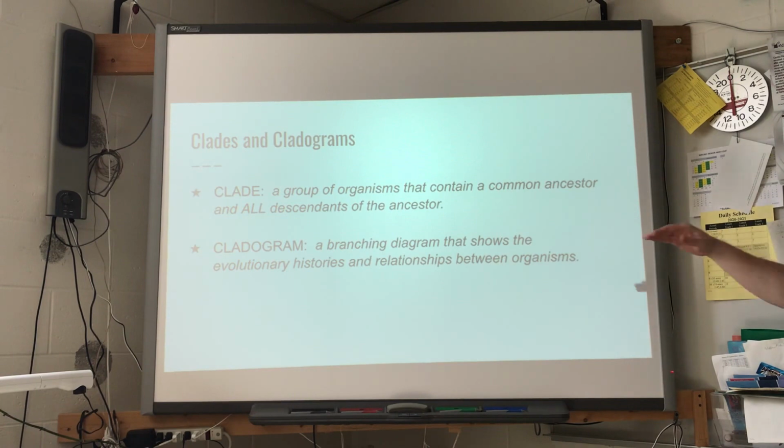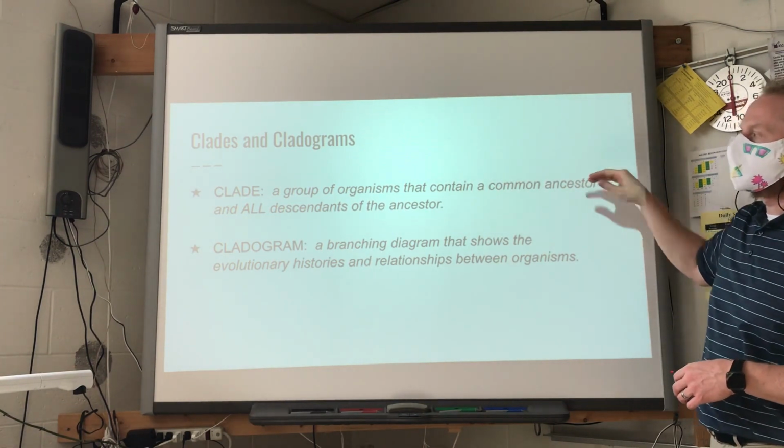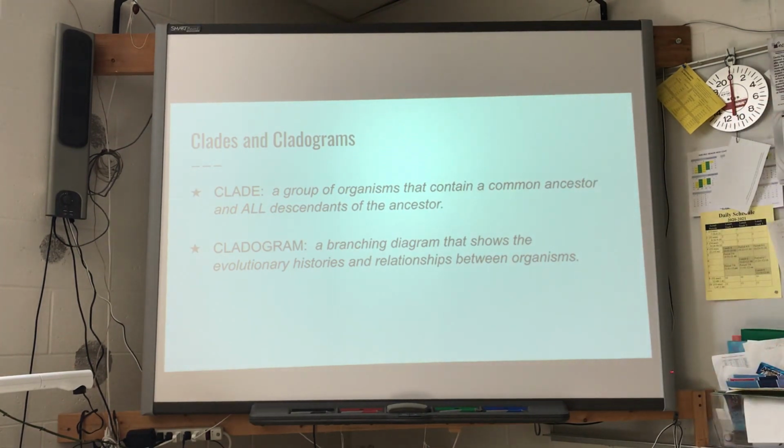And when we draw cladograms, we talk about clades. And a clade is a group of organisms that contain a common ancestor and all of the descendants of the ancestor. Okay, so if I'm talking family tree stuff, a clade would be a branch of my family tree. It'd be from my grandparents down. The clade would represent my common ancestors of my grandparents and all my cousins and aunts and uncles and brothers and sisters along the way. That would be a clade.